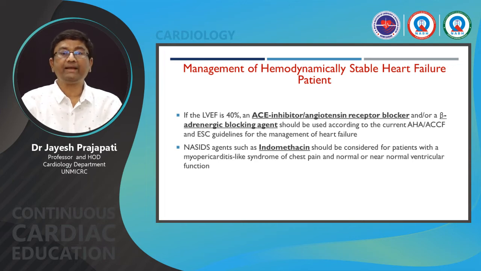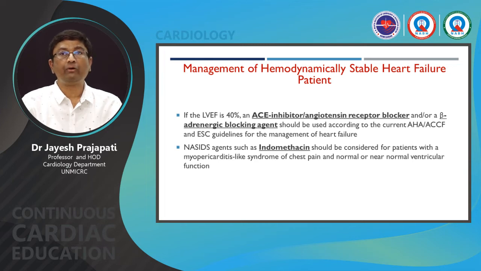And what about the patient with stable heart failure? As I told, if the patient has LV dysfunction, EF less than 30, we have to treat as per standard heart failure therapy, like the ARNI group of drugs. We should treat with ACE inhibitors like ramipril or enalapril, or if ACE inhibitors are contraindicated, with ARBs like valsartan or telmisartan. Another important thing is that NSAID agents such as indomethacin should be considered for patients with a myocarditis-like syndrome of chest pain and normal or near-normal LV function.